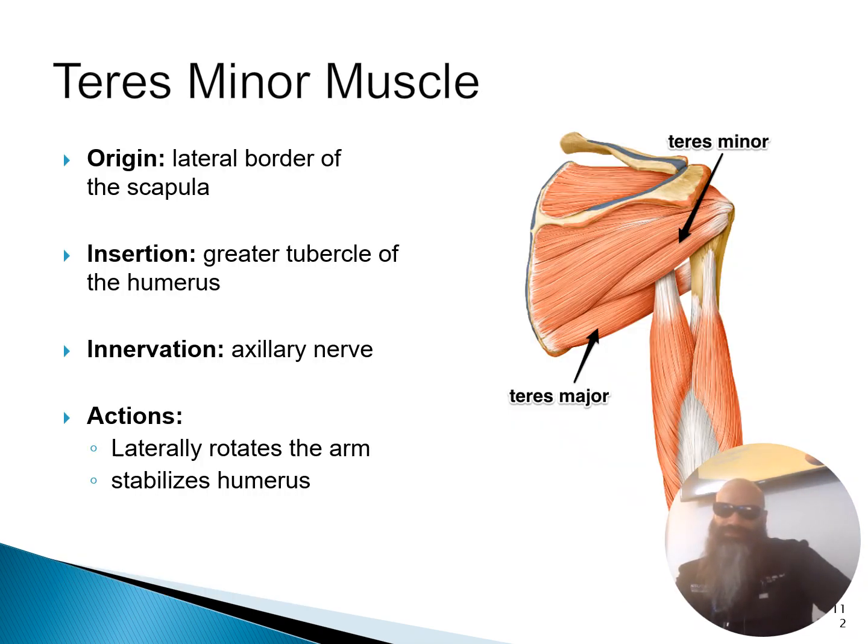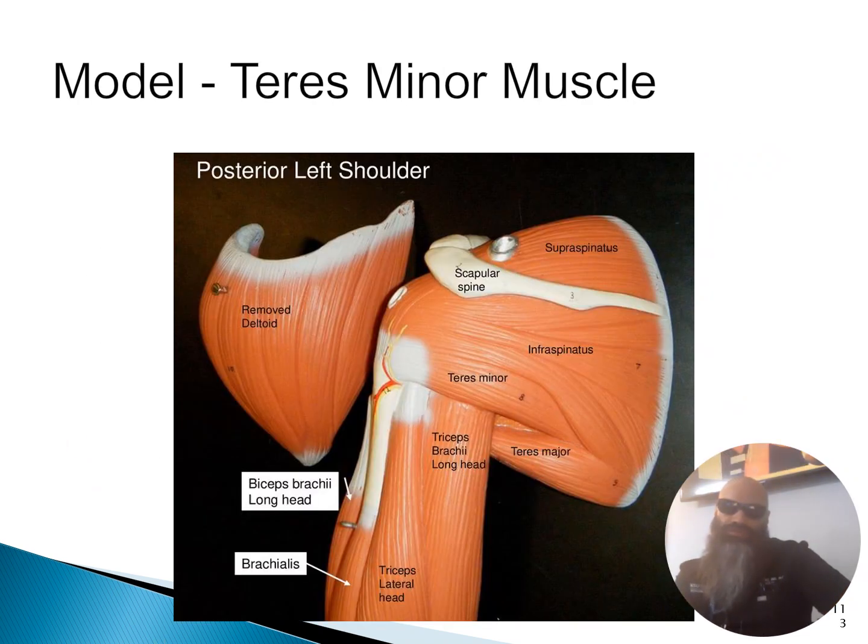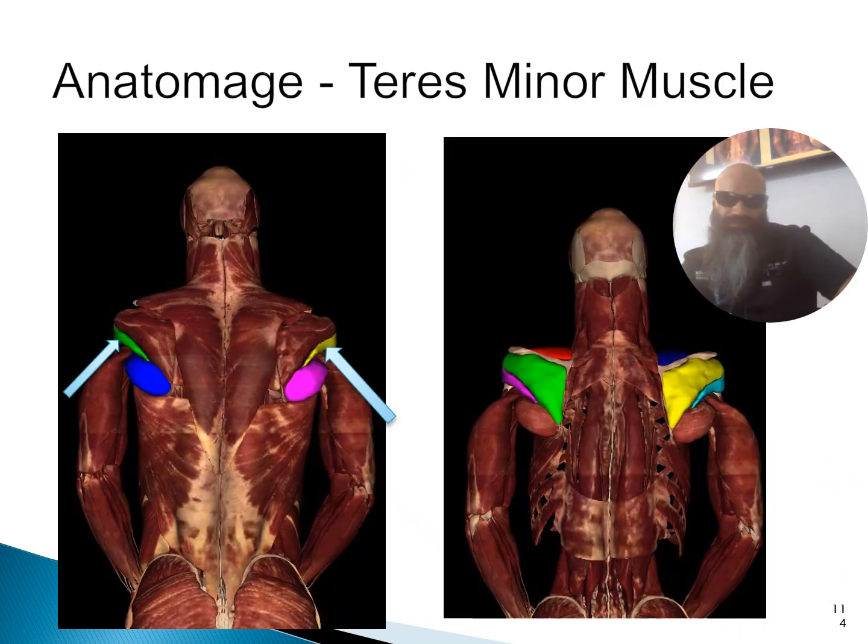Teres minor. Know your origin, insertion, innervation, and action. So teres minor does external rotation. Greater tubercle is the term for an anatomist; we use the term tuberosity, okay? So here's your teres minor muscle. Here's some more of your rotator cuff muscles as well. Remember, supraspinatus is superior to the spine of the scapula, infraspinatus is inferior to the spine of the scapula. It's in the name. And we'll go from there.